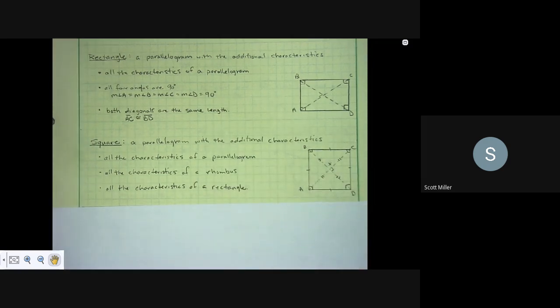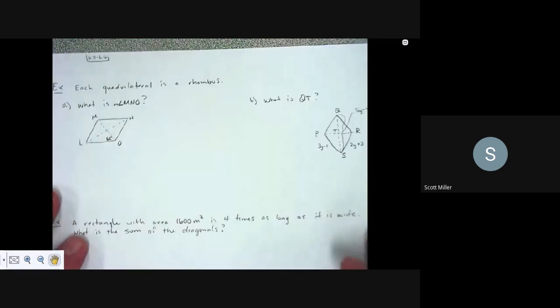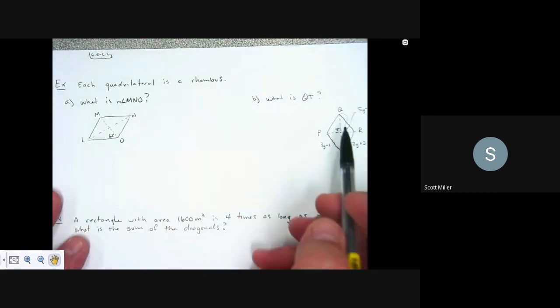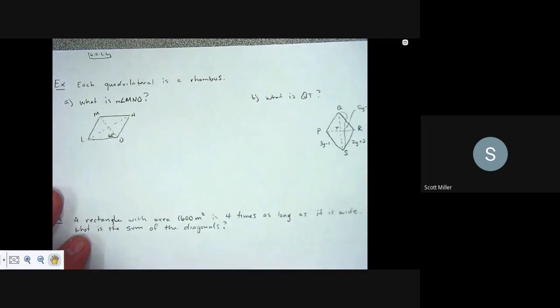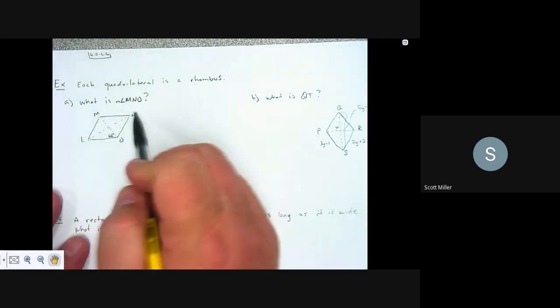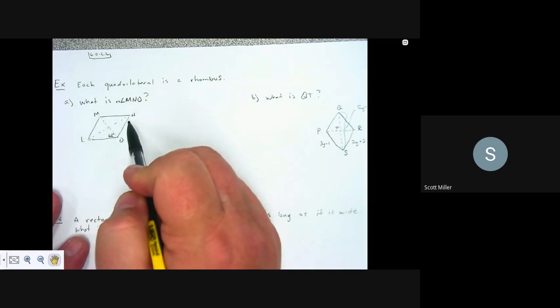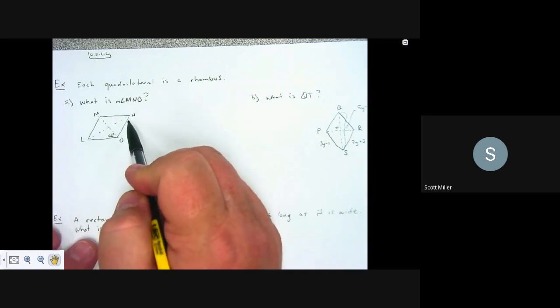And so let's look at some problems that we might be able to solve using this information for special parallelograms. So let's start with these questions right here. Each quadrilateral is a rhombus, so these are both rhombus. What is the measurement of angle MNO? MNO, so this whole angle over here. Okay, so what do I know?